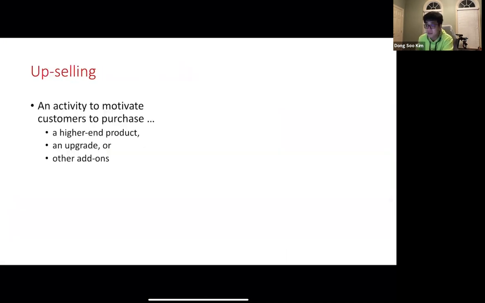Second, upselling. Upselling is an activity to motivate customers to purchase a higher end product, an upgrade, or other add-on features in order to promote more revenues and profits from the transactions which were already made in the past.